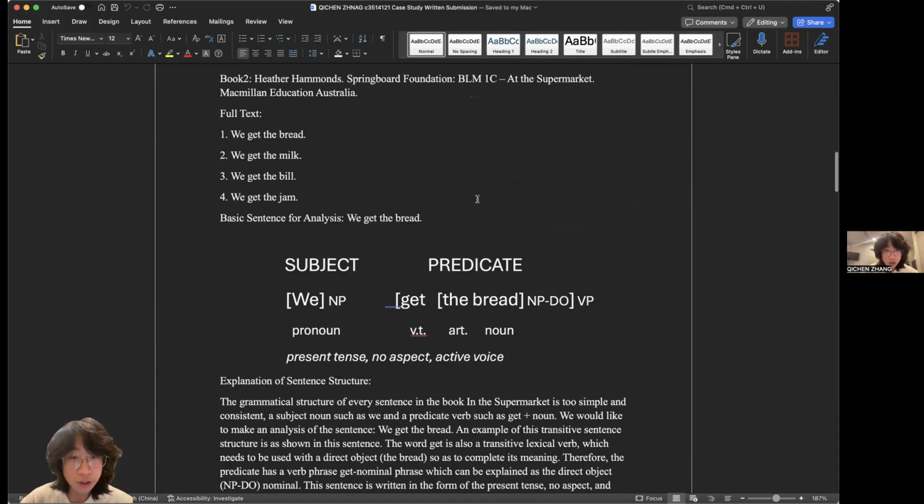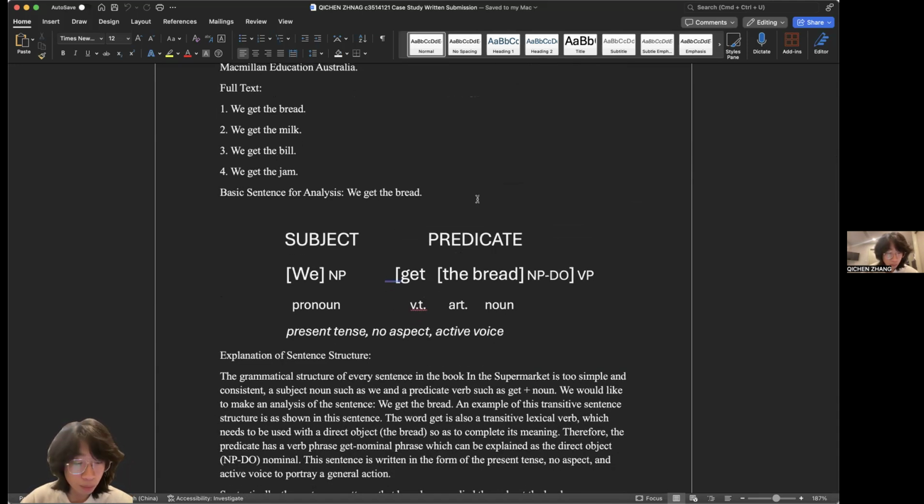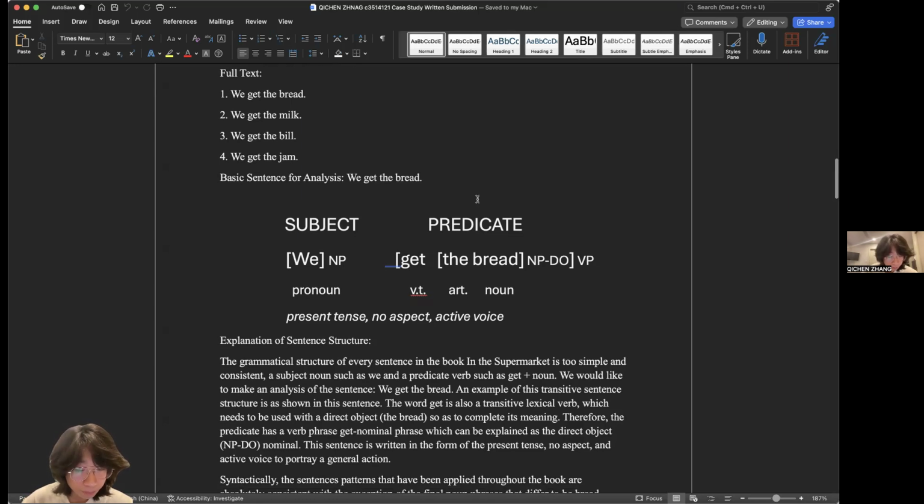Book two is named At the Supermarket. The sentence I choose is We get the bread. The grammatical structure of every sentence in the book At the Supermarket is simple and consistent: a subject noun such as we and a predicate verb such as get plus noun. We would like to make an analysis of the sentence. We get the bread is an example of this transitive sentence structure.